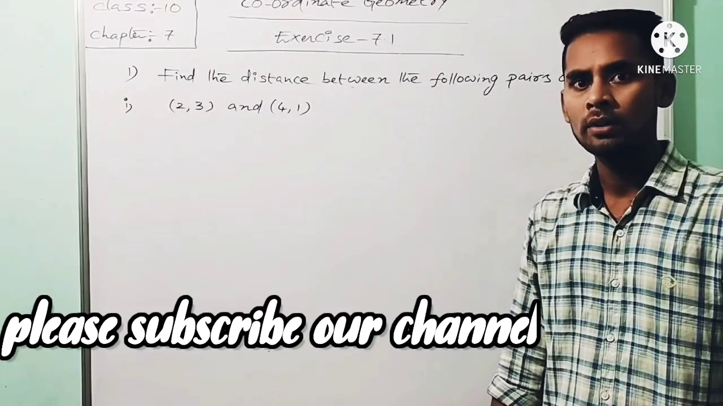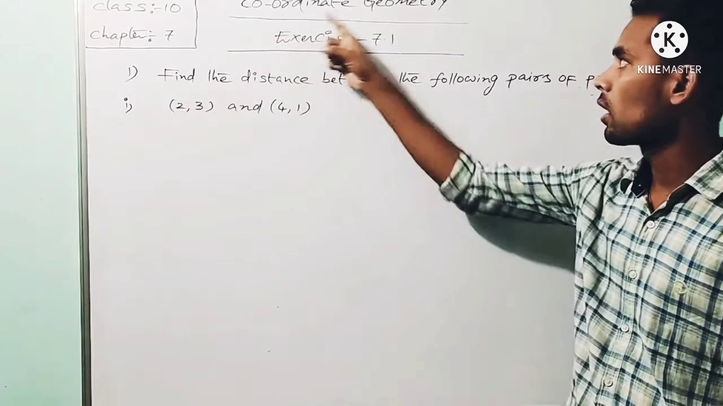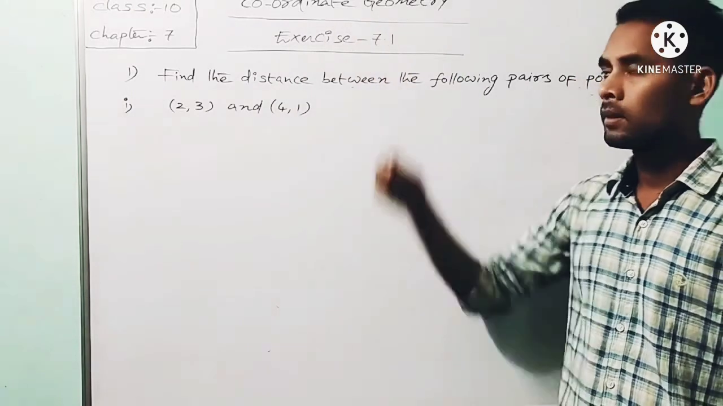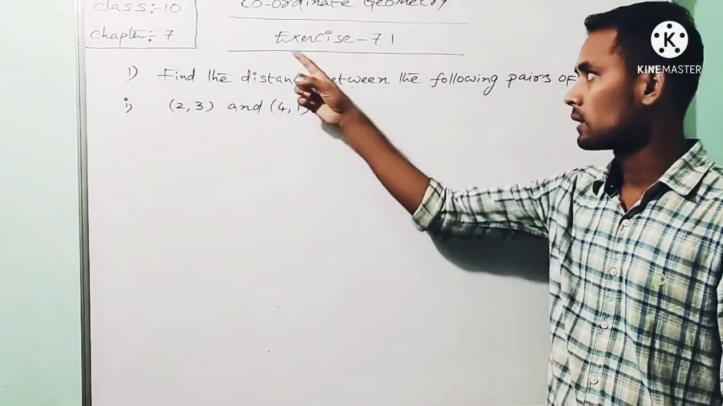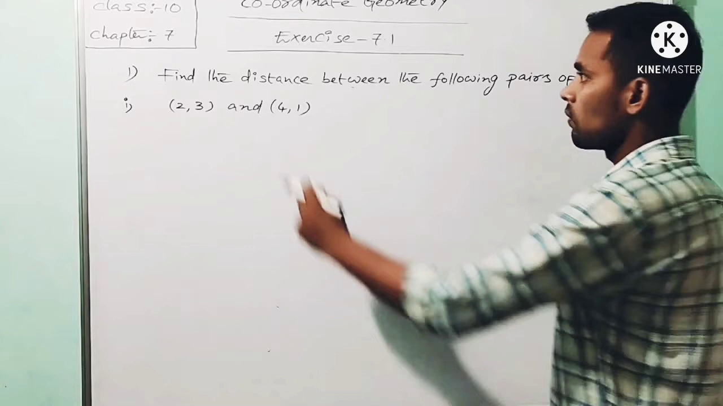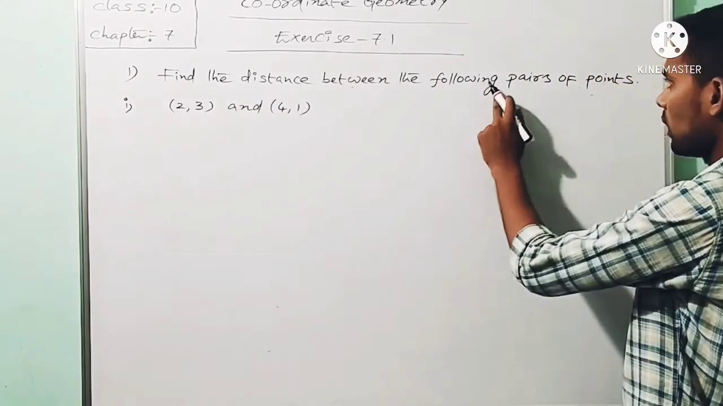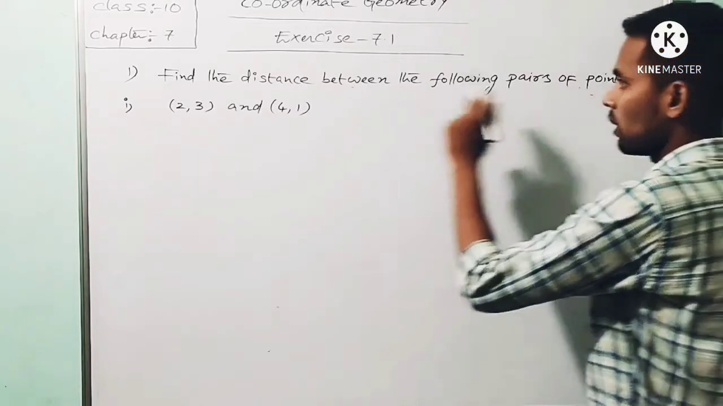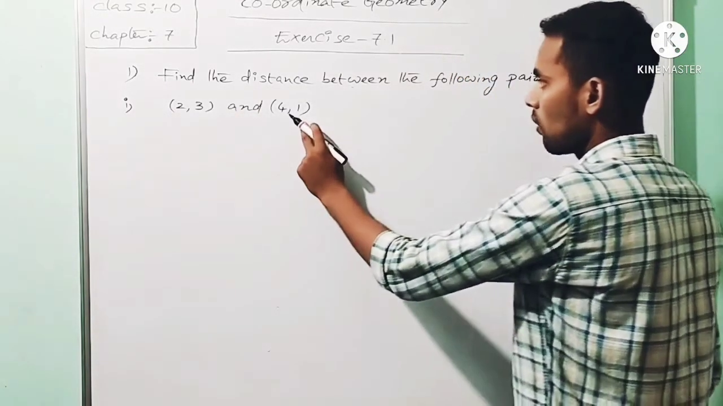Hi students, today we are going to discuss coordinate geometry, 10th class, 7th chapter, exercise 7.1, first bit. Find the distance between the following pairs of points. First one: (2, 3) and (4, 1).